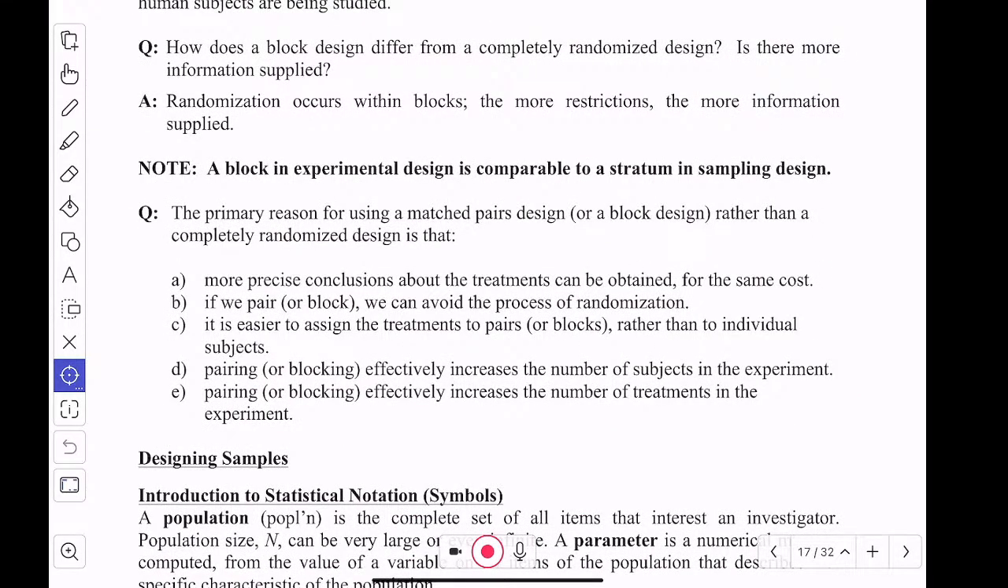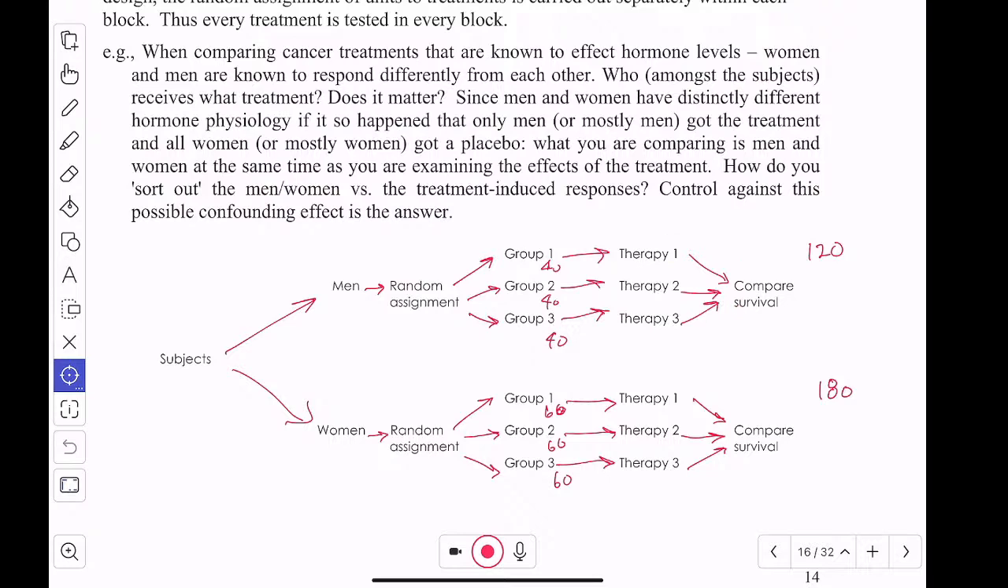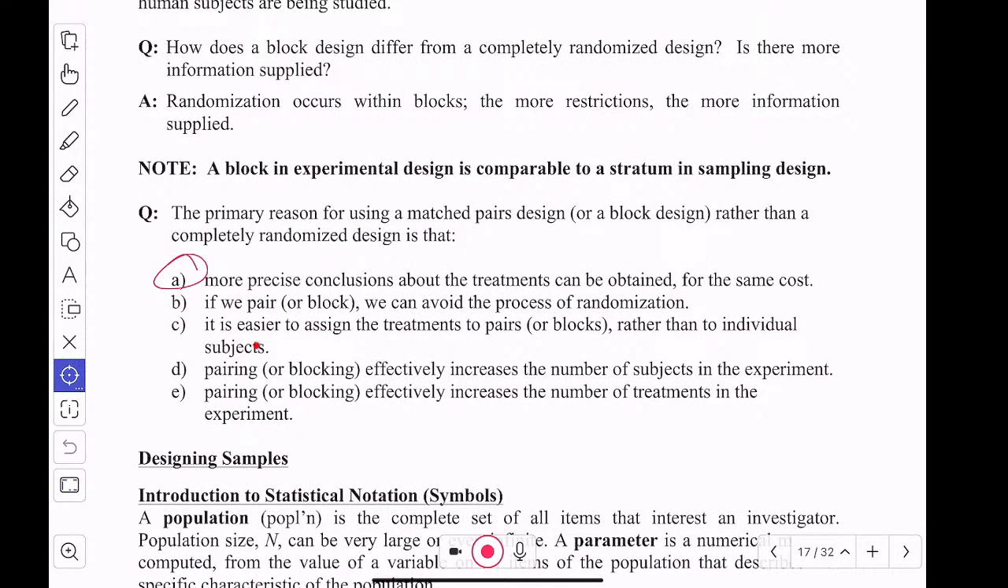Okay, so someone said here, A is the answer. It's true. More precise conclusions about the treatments can be obtained for the same cost. It's not true that if we pair or block, we can avoid the process of randomization. We did randomize. We didn't avoid randomization. Randomization occurs within the block. It is easier to assign the treatment to pairs or blocks rather than individual subjects. We're not assigning the treatments to the block. We're assigning all the treatments to all the blocks.